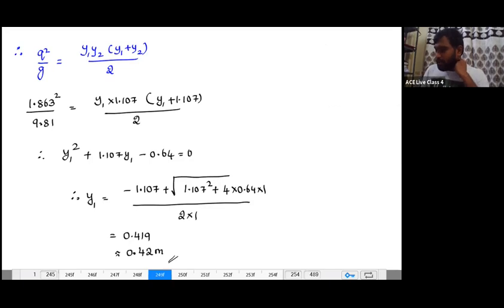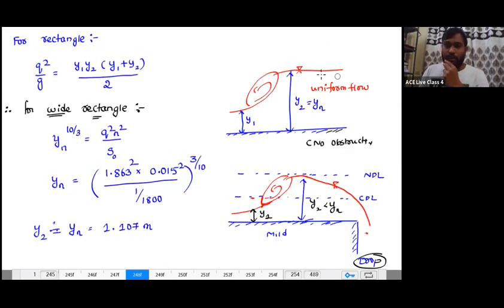So yes, when I thought initially, after the jump I told you the flow is going to be uniform. This is the one I mentioned here also. But if there is a drop like this, then y2 is going to be less than yn.